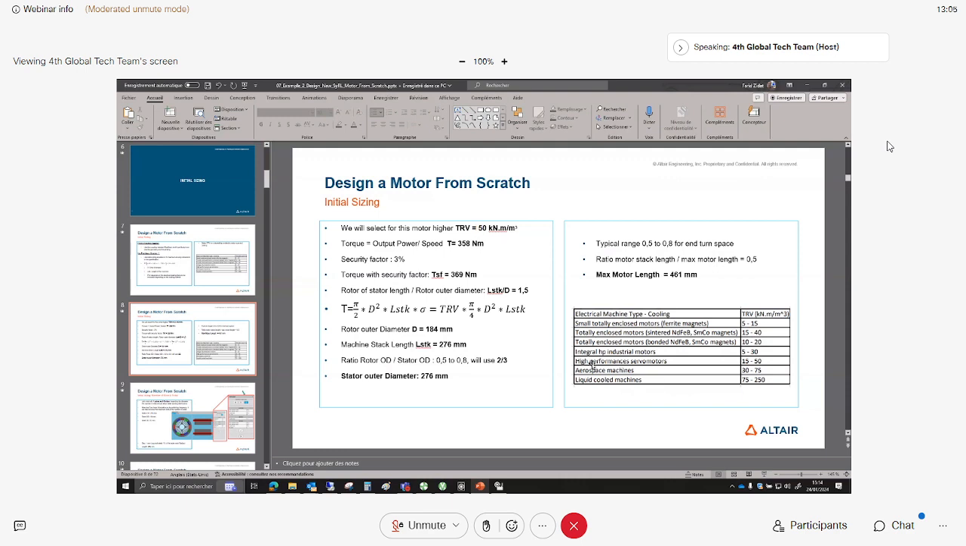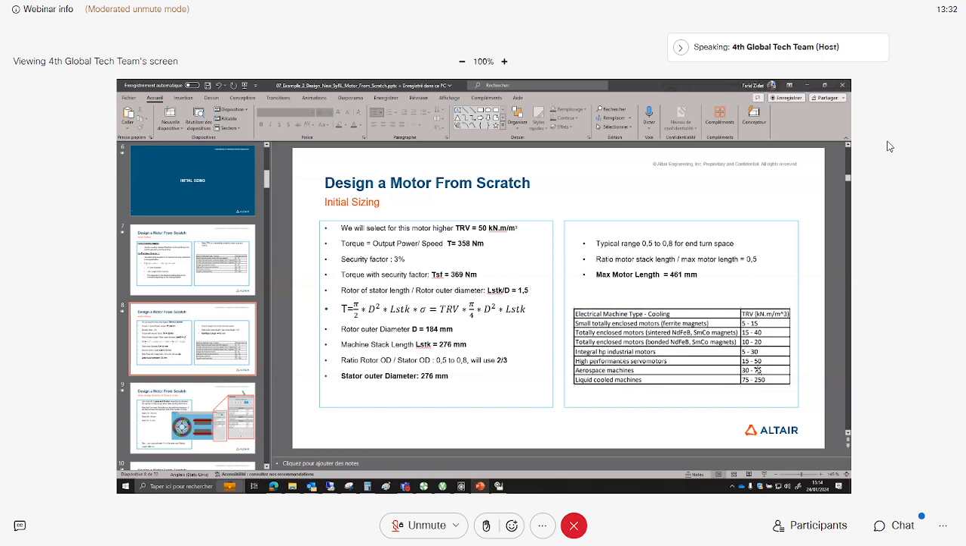So this is a high performance servo motor. But as you can see, for this high performance servo motor, there is a big interval from 15 to 50. And actually 50 can also be an aerospace machine. So once again, there is a big interval here.